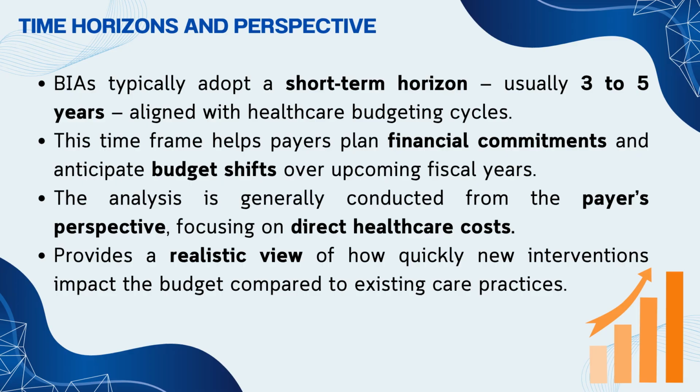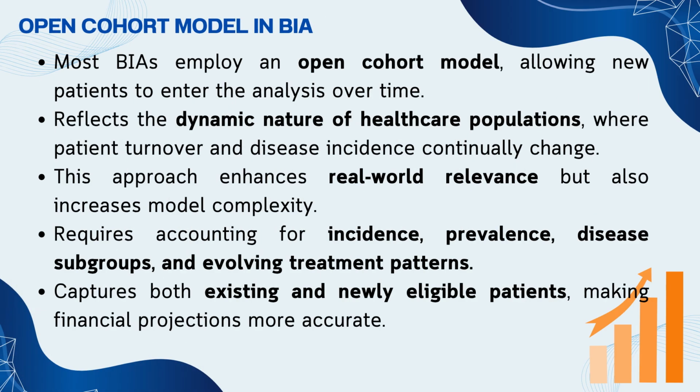Now moving on to an important concept, the open cohort model. Most BIA use this type of model because it reflects real-world healthcare systems, where new patients are constantly entering treatment each year. This open structure allows the model to account for the dynamic nature of healthcare population, new diagnosis, new treatment starts, and changes in disease patterns. Of course, this makes the model a bit more complex because it has to consider factors like incidence, prevalence, subgroups, and market share changes, but it also makes the result much more realistic.